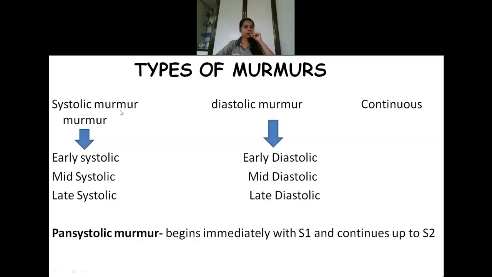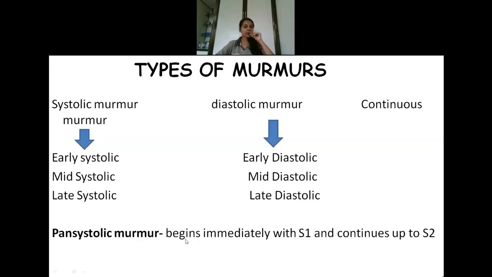Under systolic murmur, we have got three types: early systolic murmur, mid systolic murmur, and late systolic murmur. Early systolic murmur is heard during early systole, mid systolic murmur is heard during mid systole, and late systolic murmur is heard during late systole. Similarly, under diastolic murmur, we have early diastolic murmur, mid diastolic murmur, and late diastolic murmur. Early diastolic murmur is heard during early diastole. Mid diastolic murmur is heard during mid diastole, and late diastolic murmur is heard in late diastole.